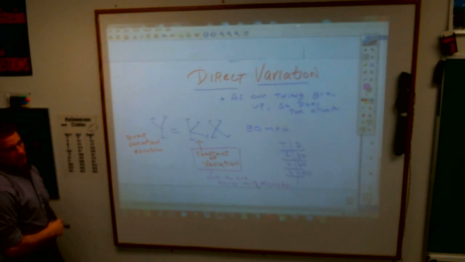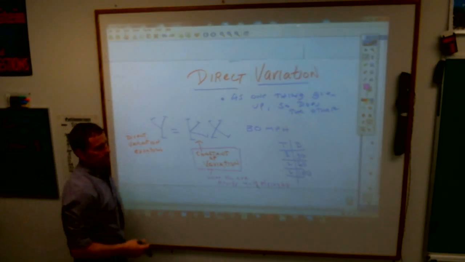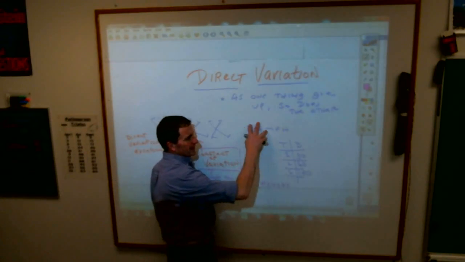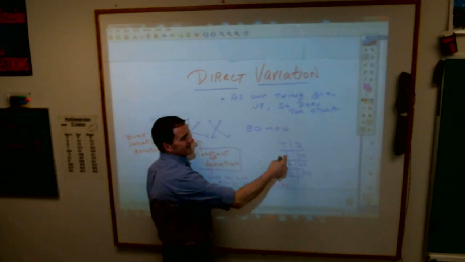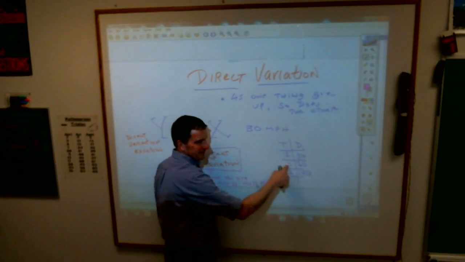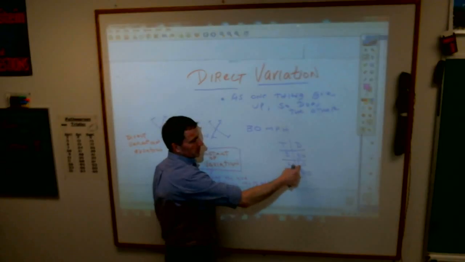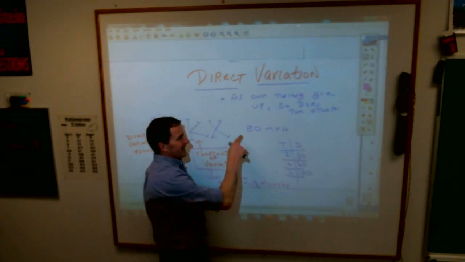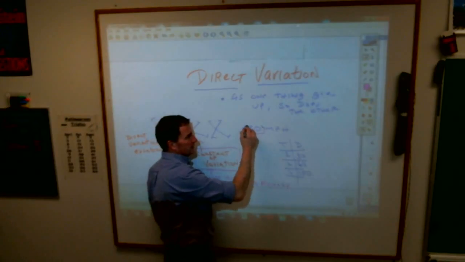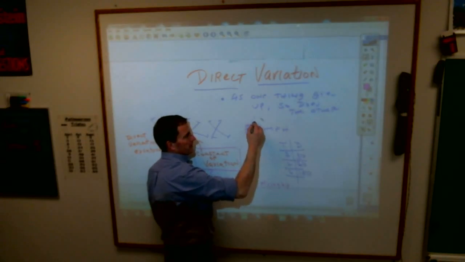I will show you. This will become crystal clear in 2 seconds. Going back to this whole thing, using this equation, what did I always multiply by to get the second number? 1 times what, 2 times what, 3, 6 times what? 30. My constant of variation was this. This was my letter k.